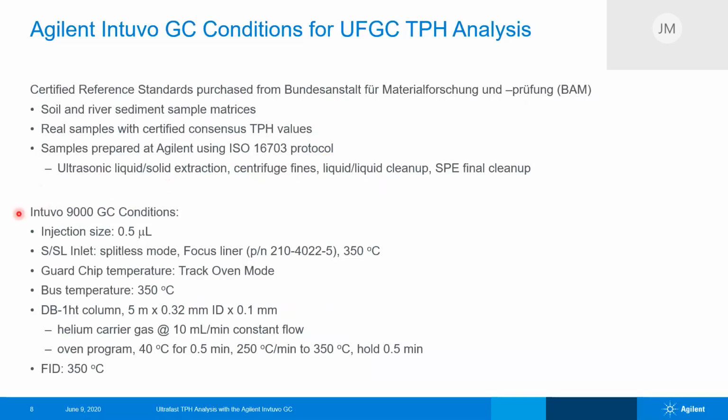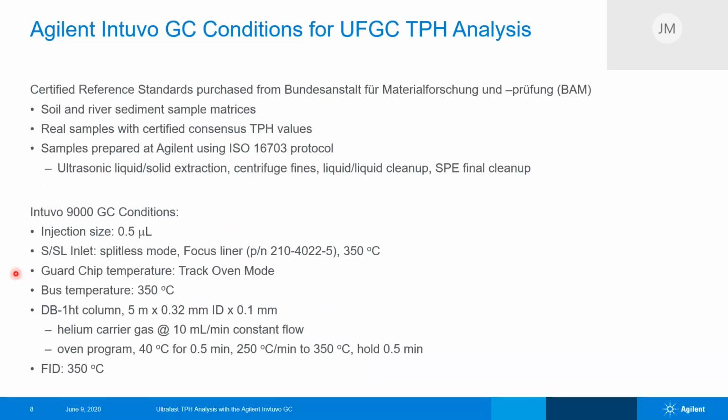For the GC part of it, using the Intuvo GC, we're going to be doing a 0.5 microliter injection, splitless inlet in the splitless mode. This is important. The focus liner that we're using is one of the key elements to try to get the best performance in terms of inlet discrimination. So this will really help to vaporize the wide boiling range of the sample very quickly and then transfer that in a representative fashion from the inlet onto the column. And the inlet temperature is going to be 350 degrees.